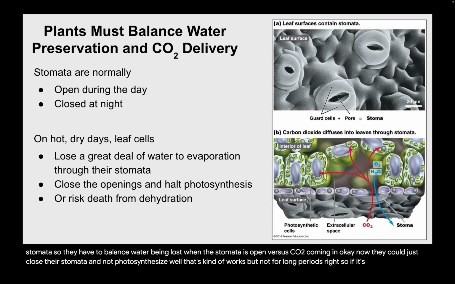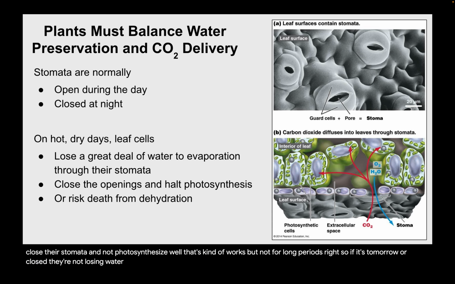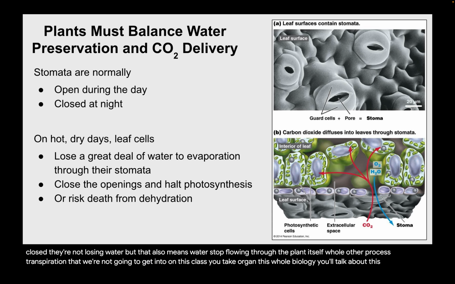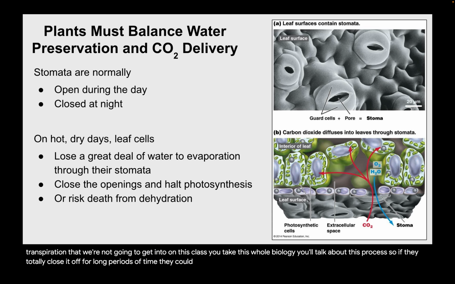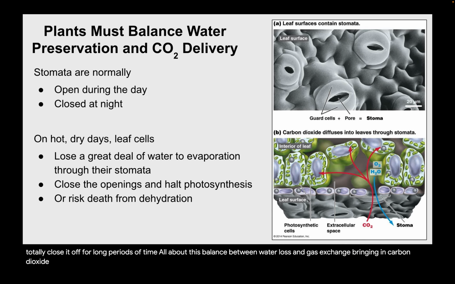So if the stomata are closed, they're not losing water, but that also means water's not flowing through the plant itself, right? It's a whole other process, transpiration, that we're not going to get into in this class. If you take organismal biology, you'll talk about this process, right? So if they totally close it off for long periods of time, they could risk dehydration. So it's all about this balance between water loss and gas exchange, bringing in carbon dioxide and even getting rid of the oxygen that's produced with photosynthesis.